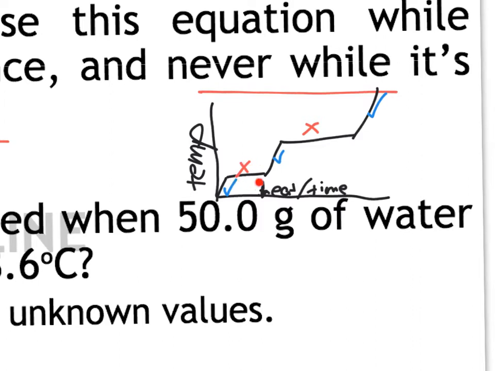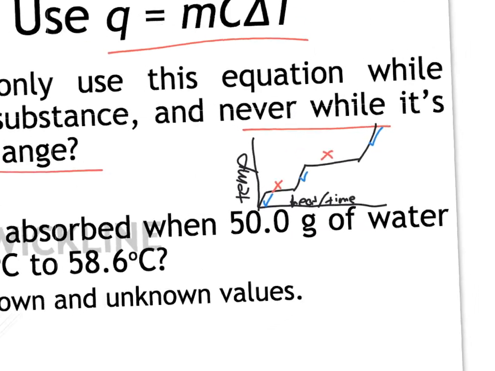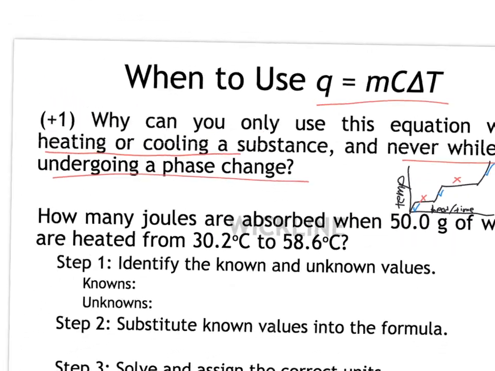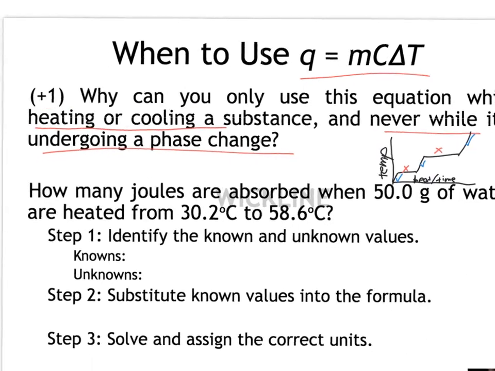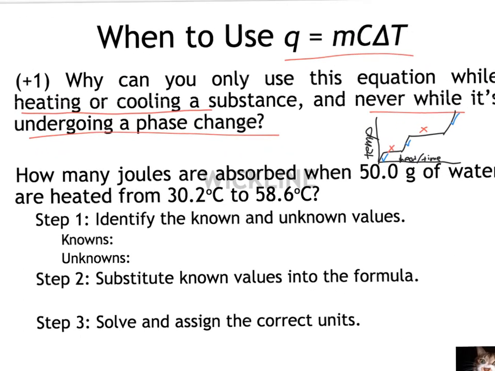When you cannot use Q = mcΔT is here and here. And the major reason is because in this section we have a phase change, and there's no change in temperature during a phase change. Similarly, during boiling we have a phase change and there's no change in temperature. The reason why you can't use Q = mcΔT for those sections is because it involves the variable ΔT. And ΔT is the change in temperature. So during phase changes, the change in temperature is 0 degrees Celsius.